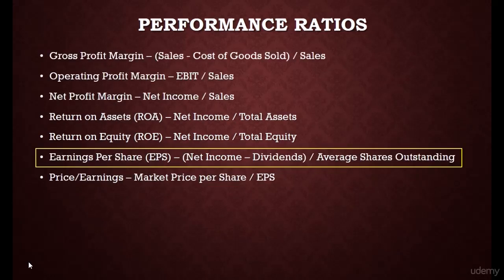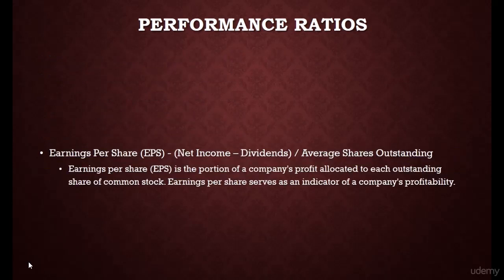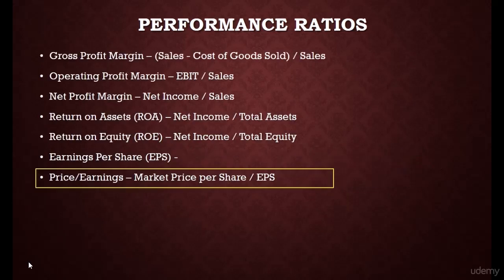Now our next ratio is our earnings per share. So this goes into our stock prices and our shares in that. And so this will be our net income, subtracted by our dividends, divided by our average shares outstanding. And the earnings per share is the portion of a company's profit allocated to each outstanding share of common stock. Earnings per share serves as an indicator of a company's profitability.